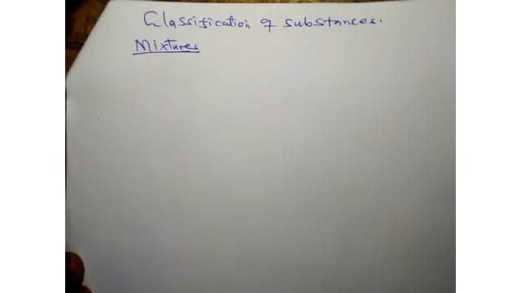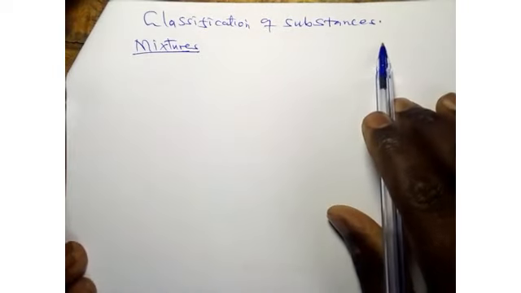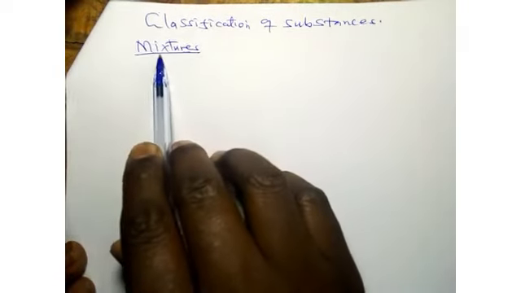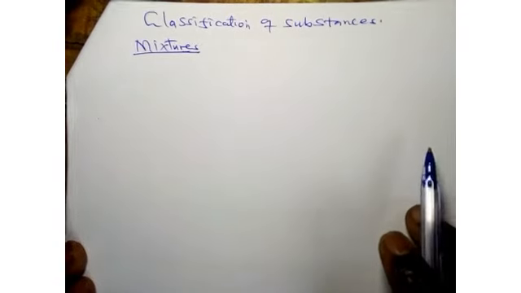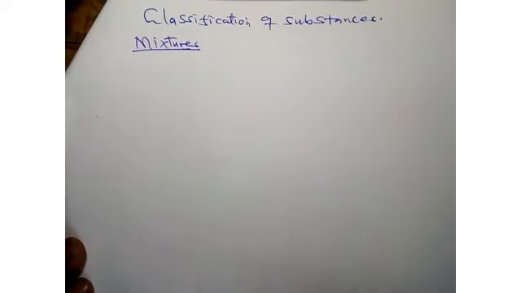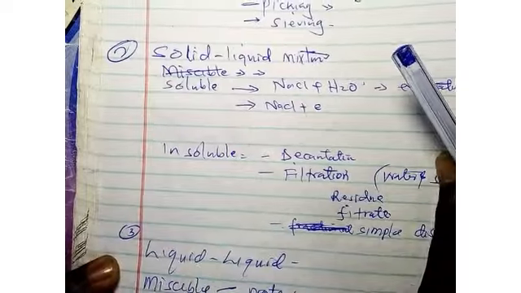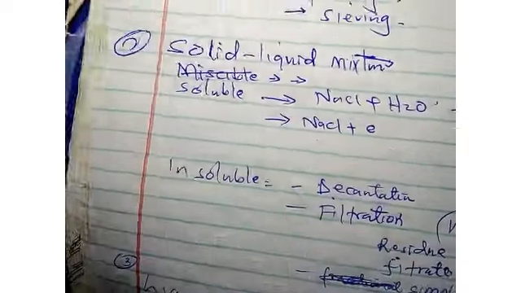I want to take you through classification of substances from Form 1 Topic 2. Majorly I want to focus on mixtures. Here we need to know the types of mixtures that we have and how to separate them, so that when you are asked methods of separation, you are able to answer that question. So I want to just take you through some types of mixtures.